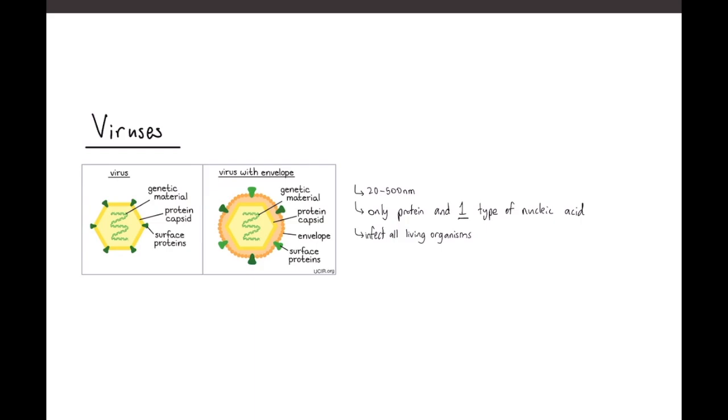They're extremely small, non-living particles between 20 to 500 nanometers. They're made up of only protein, including the capsid that protects the genetic material, and one type of nucleic acid. So it either has DNA or RNA, but not both. And then notably, they infect all living organisms, and they do not have cytoplasm, plasma membrane, or any organelles.